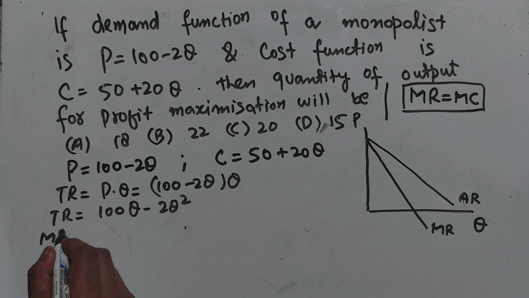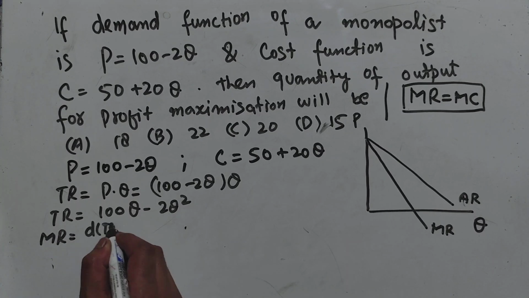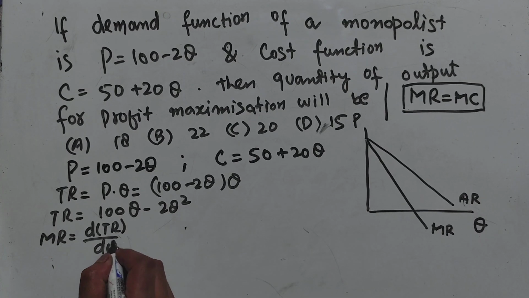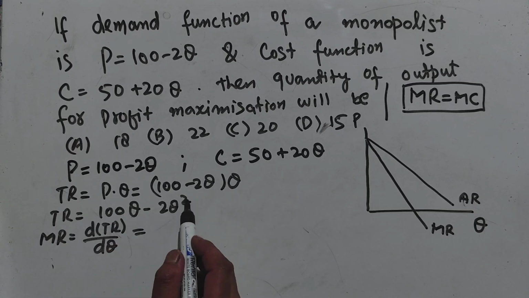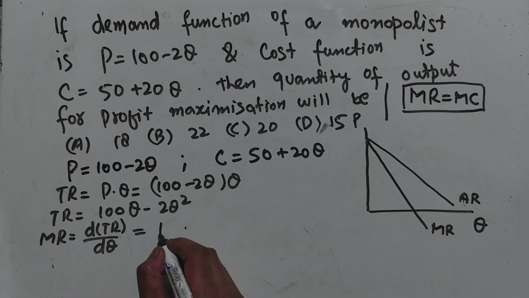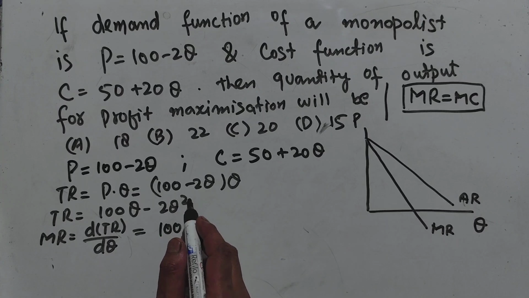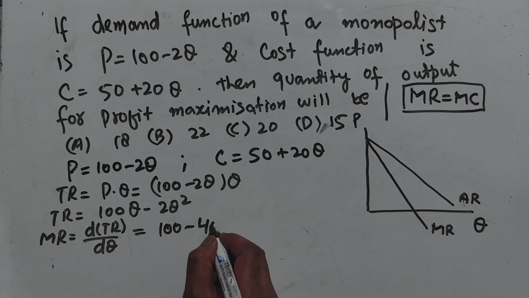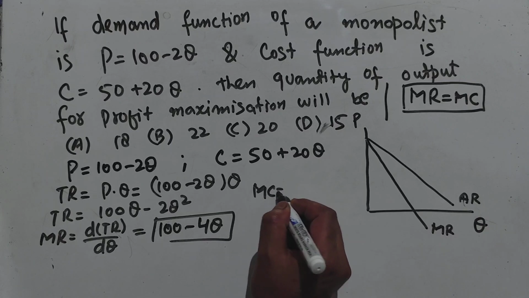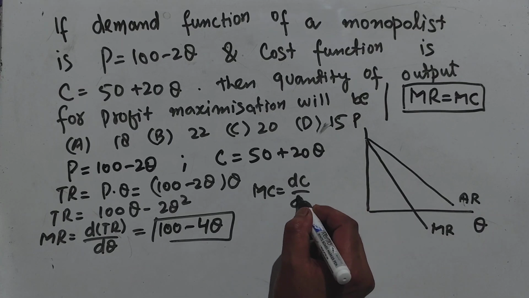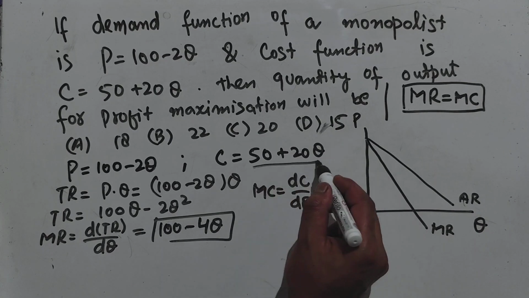Now marginal revenue will be the derivative of the total revenue function with respect to output. That is the change in the total revenue due to the change in the output. Differentiating this with respect to Q, derivative of 100Q is 100, minus derivative of 2Q square is 4Q. This is our marginal revenue. What about marginal cost? Marginal cost is simply the change in the total cost due to the change in the output. That is the derivative of this function with respect to Q.